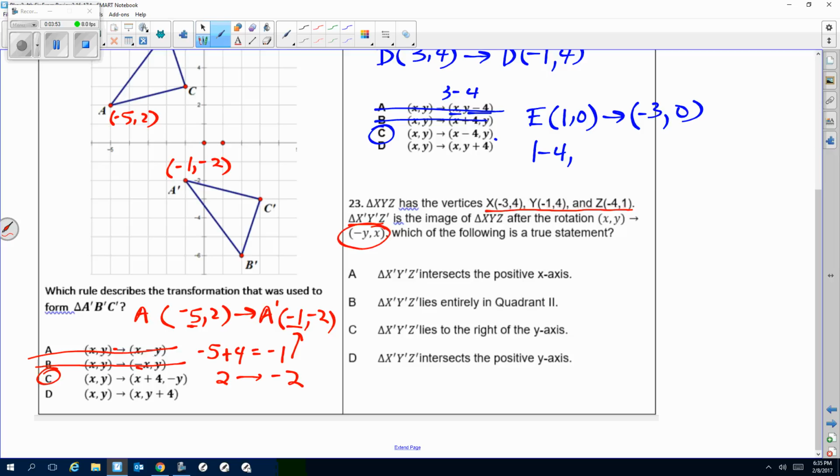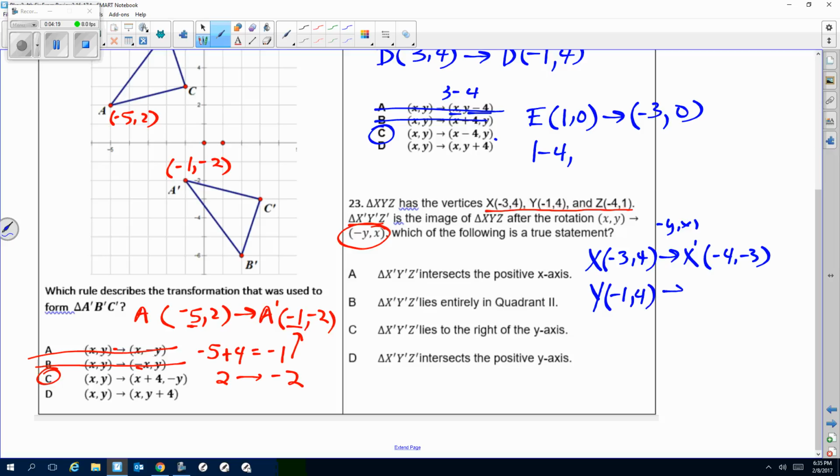So to help you graph it, do the rule to each point. Like x, we know is negative 3, 4. If I use my rule which says negative y comma x, that means that we're going to switch the order and change the y. Then x prime becomes negative 4, negative 3. We're going to do that for each one, okay?